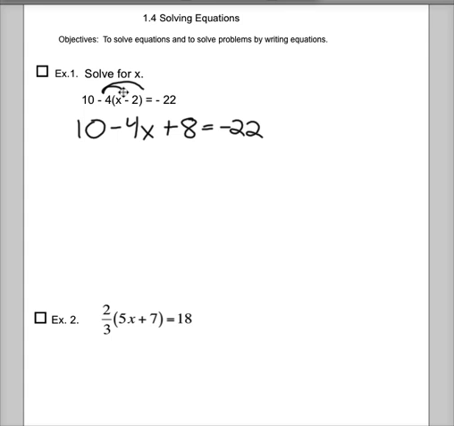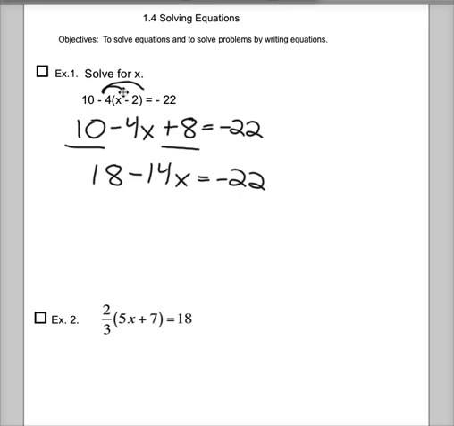Next, we're going to clean it up even further by combining like terms. Notice, now I have this 10 and 8 there. So again, I want to get those together. I'm just going to call that 18. I still have my -4x equaling 22. So now I've cleaned up the side of my equation. It's as simplified as it'll get.